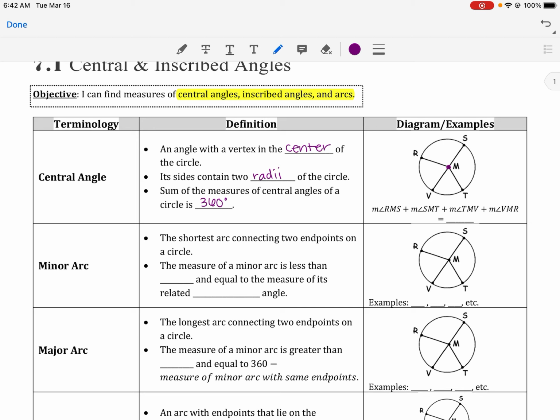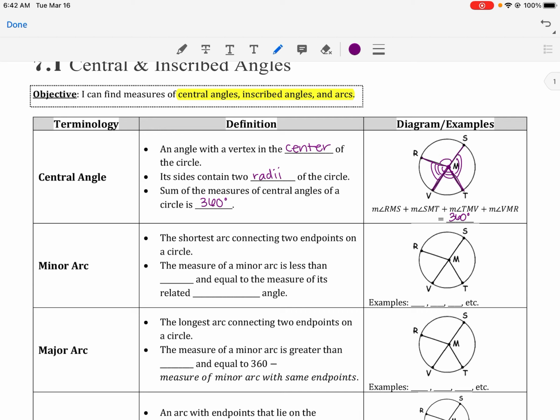You'll notice here when they say the measure of angle RMS, we're talking about that one. And then SMT, we're talking about this one. And TMV, this one. And last but not least, VMR, this last one. When we add all those together, we should get 360 degrees. And if we knew, let's say, RMS is 120, then arc RS is also 120. But we'll practice that in a minute here.